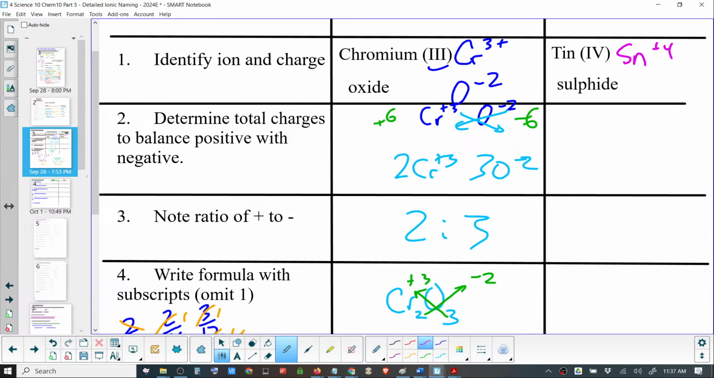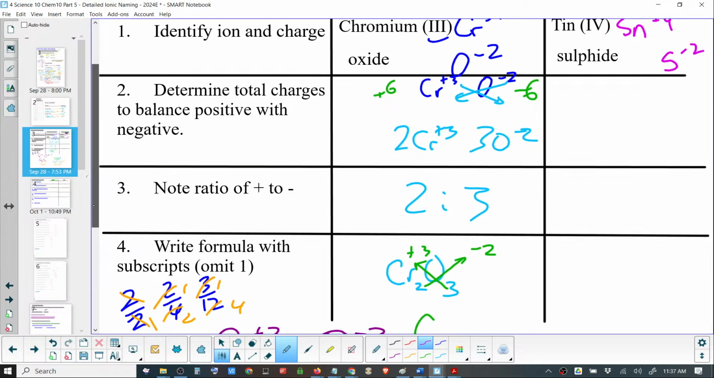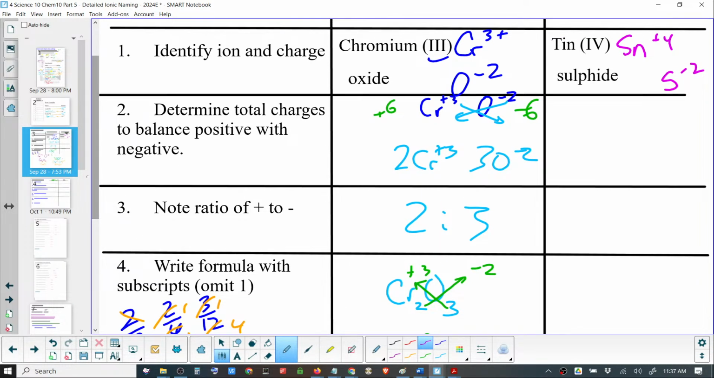What's the charge and symbol for sulfide? S. -2. Excellent. So, can you either give me, I'm going to ask the next person, either the final answer or you can give me the unreduced answer. It doesn't matter. Violet? SNS2.